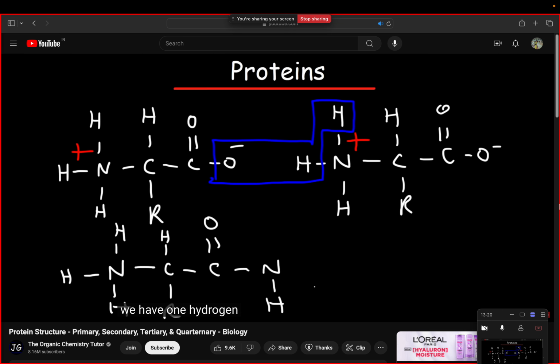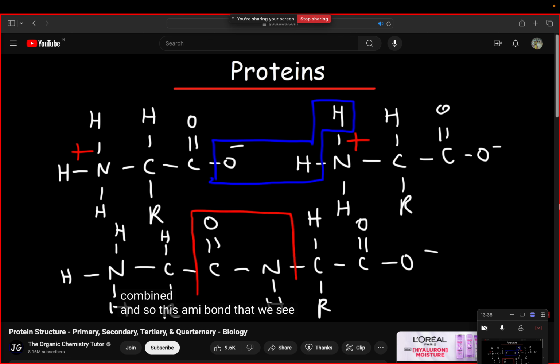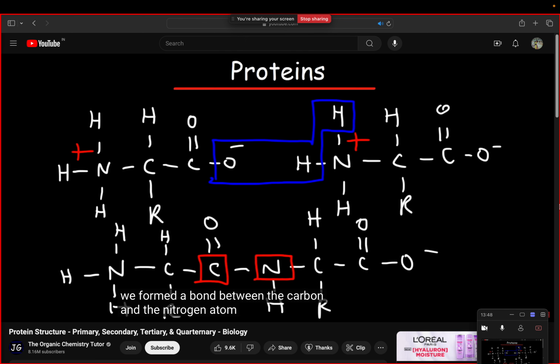We have one hydrogen left over. We lost two once we lost water. So this is a dipeptide because we have two amino acids combined. And so this amide bond that we see here, that is the peptide bond. We formed a bond between the carbon and the nitrogen atom.